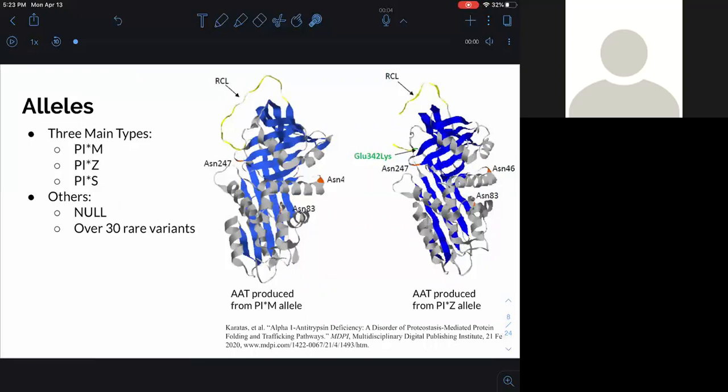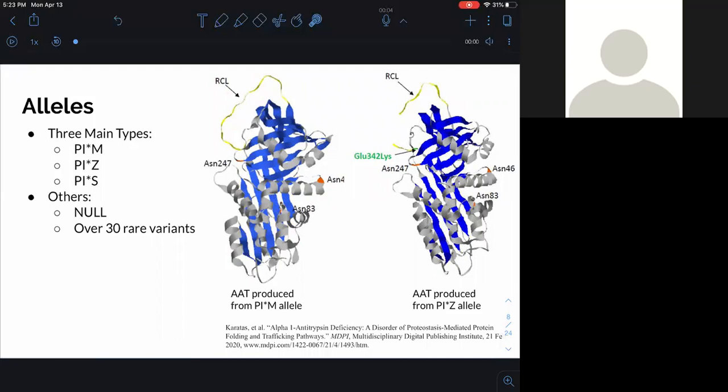This protein has a few key components, mainly that it has 3 beta-pleated sheets, one right here, here, and here, which is kind of hard to differentiate, as well as 9 alpha helices, shown in gray, and then also it has asparagine-linked carbohydrate side chains, shown in yellow, at positions 46, 83, and 247, as well as an RCL, which stands for reactive center loop, and that is where it interacts with neutrophil elastase to inhibit its activity in the lungs.